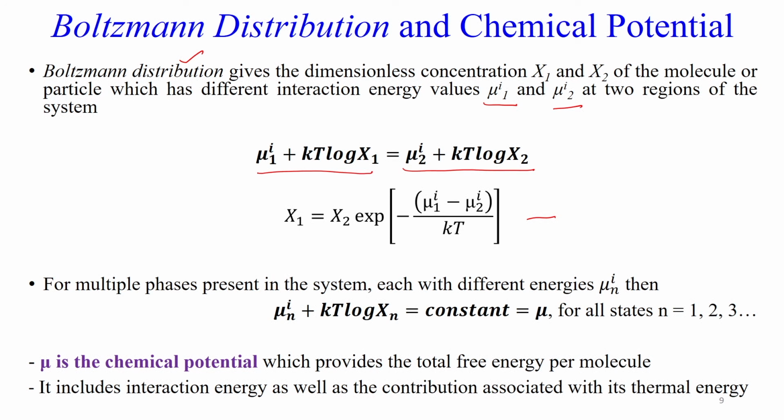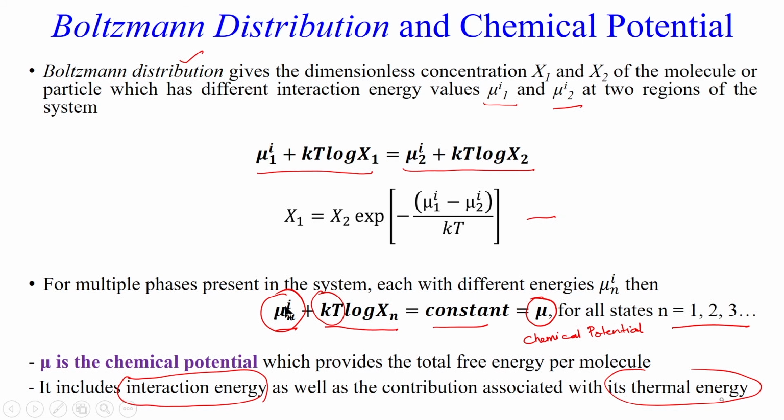Now, if there are n number of phases, 1, 2, 3, up to n, we will write mu_n plus kT log x_n is a constant, and this constant is known as the chemical potential. So the chemical potential is a sum of interaction energy plus thermal energy. The chemical potential provides the total free energy per molecule. It is the sum of interaction energy plus the contribution associated with its thermal energy.